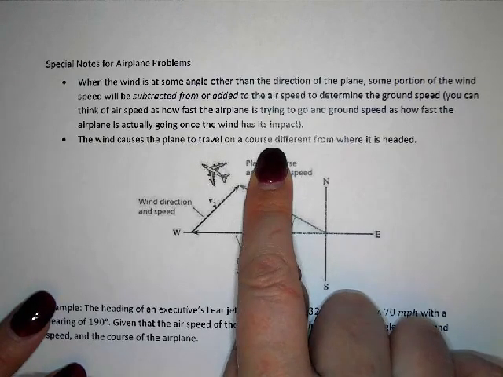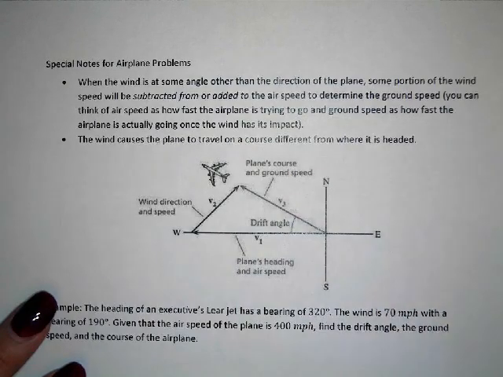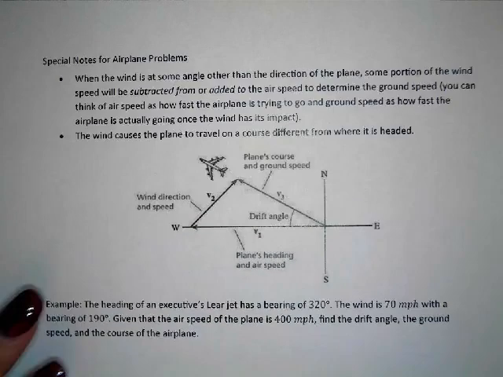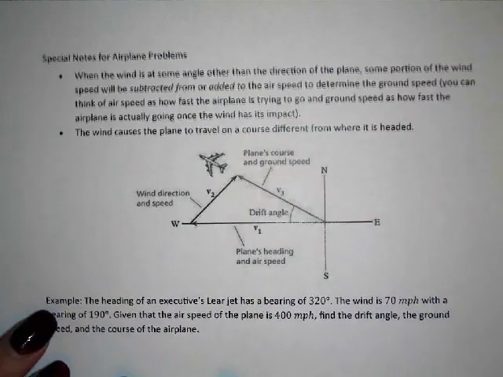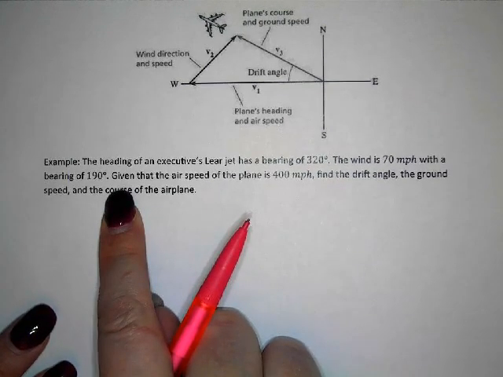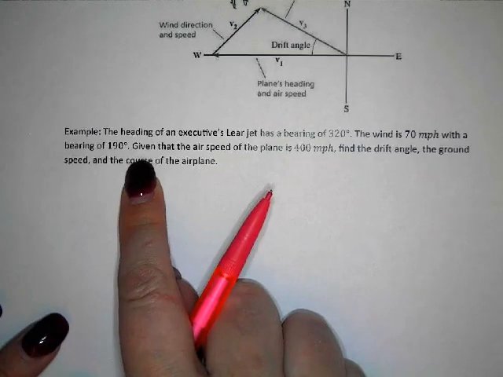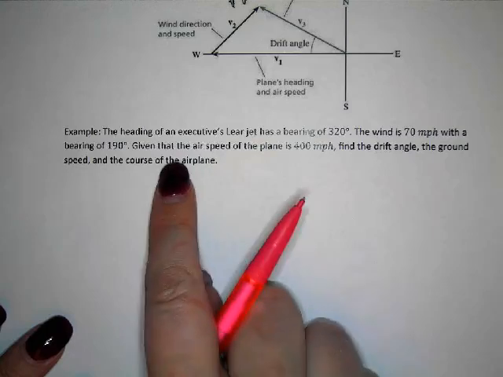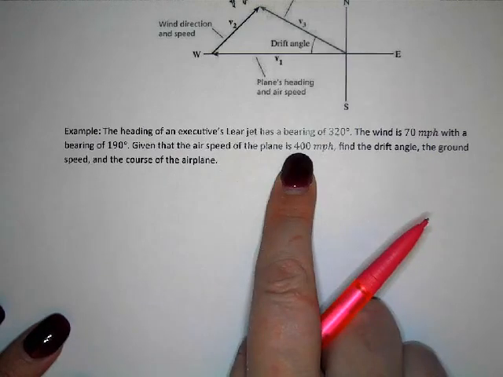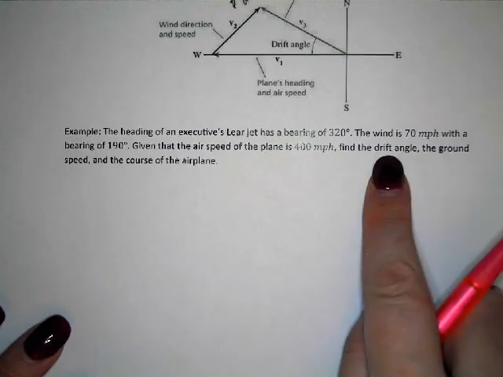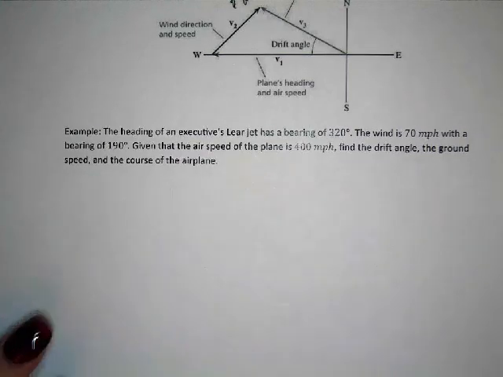Okay, so here it says we have the heading of an executive's Learjet that has a bearing of 320 degrees. The wind is 70 miles per hour with a bearing of 190 degrees. Given that the airspeed of the plane is 400 miles per hour, like that's how fast they're trying to fly, find the drift angle, the ground speed, and the course of the airplane. Okay, so let's go ahead and draw pictures of this information.